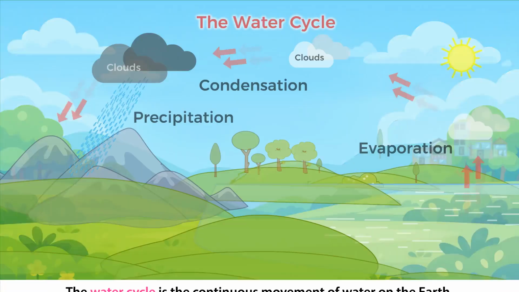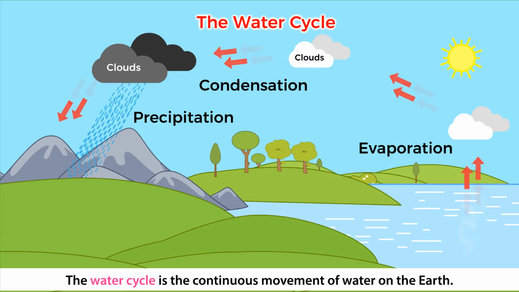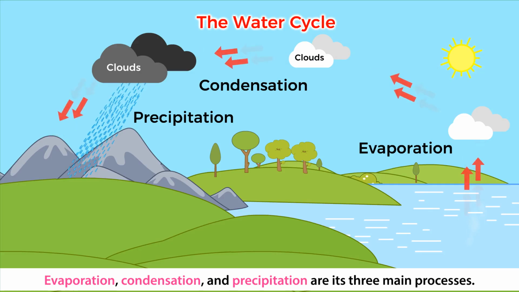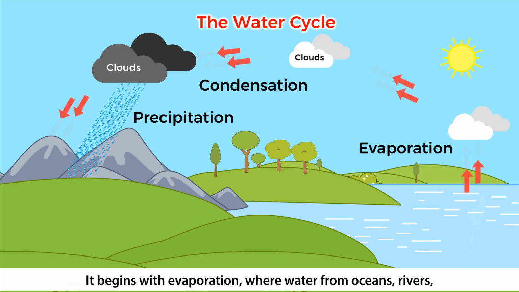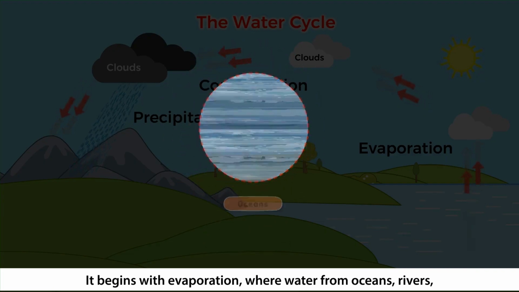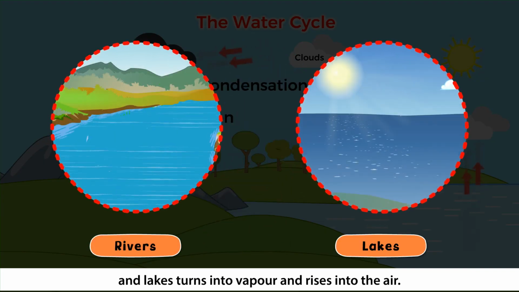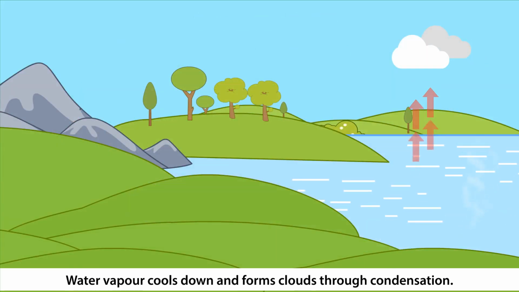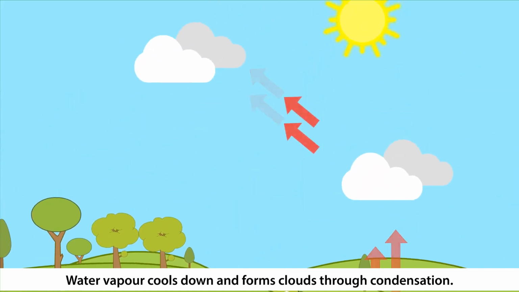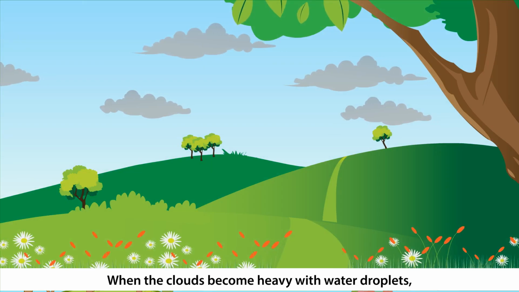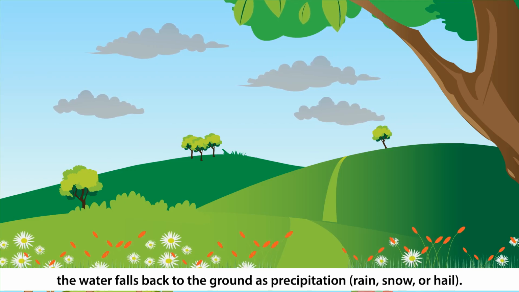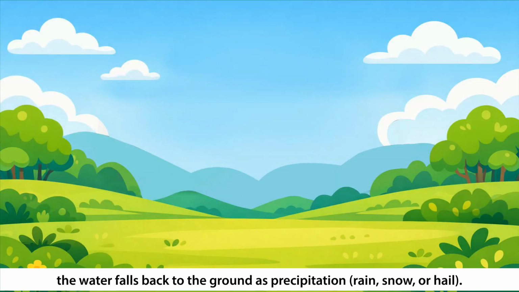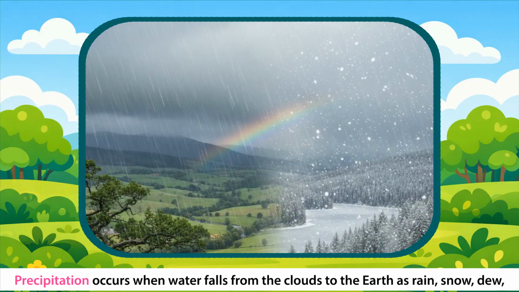Water cycle. The water cycle is the continuous movement of water on the earth. Evaporation, condensation, and precipitation are its three main processes. It begins with evaporation, where water from oceans, rivers, and lakes turns into vapor and rises into the air. Water vapor cools down and forms clouds through condensation. When the clouds become heavy with water droplets, the water falls back to the ground as precipitation, rain, snow, or hail.